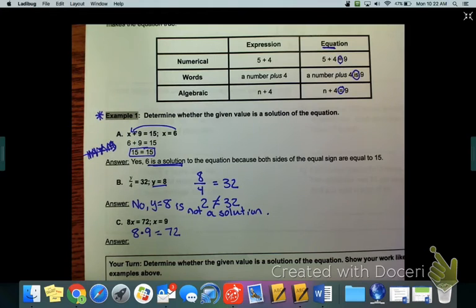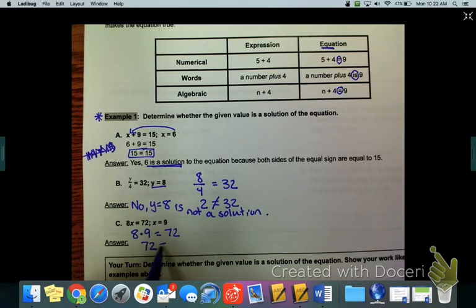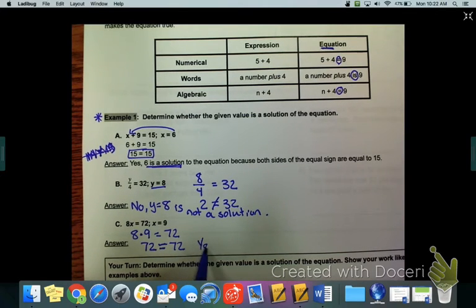And I get this. So I'm going to solve what's on this side and prove that it equals what's on this side. 8 times 9 is 72. So both sides of the equal sign equal the same number. So yes, x equals 9 is a solution to this equation.